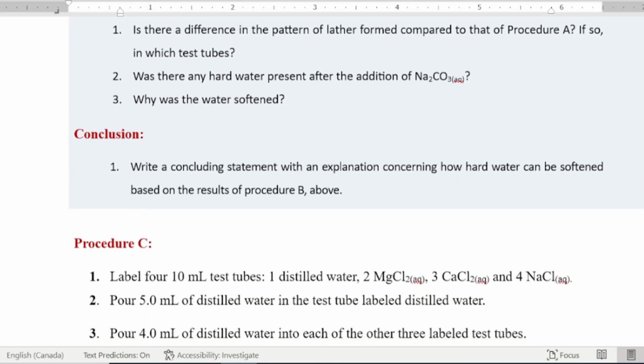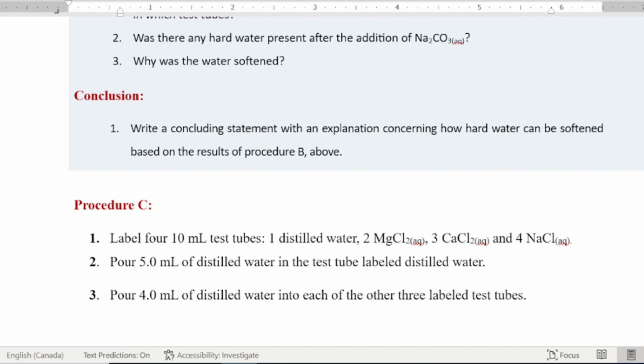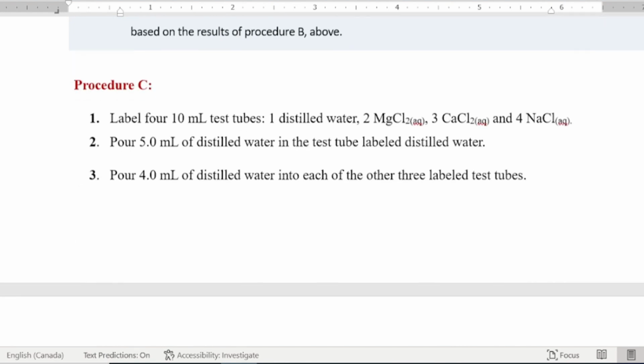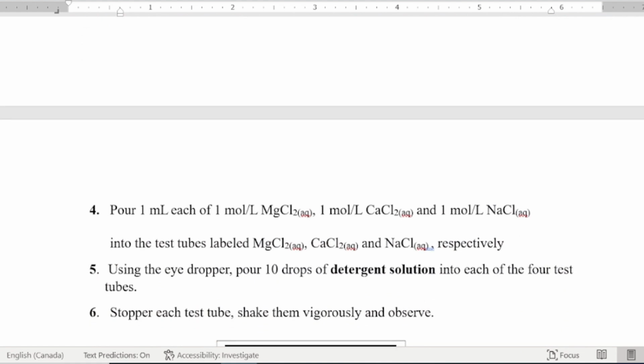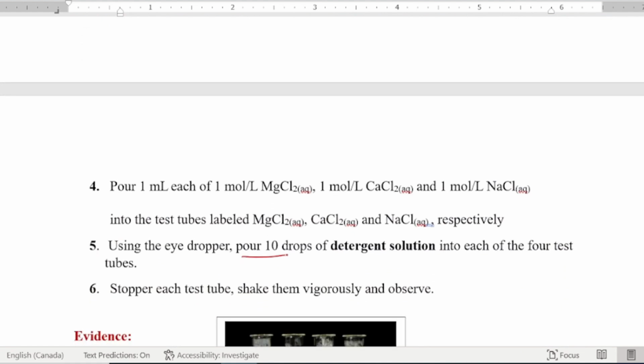Finally, procedure C. We do exactly the same as procedure A, but now instead of soap, we pour detergents into each one of them. What do you expect? What did we say about use of detergents? We mentioned that these detergent molecules do not react with calcium or magnesium ions. They're not precipitated out of solution. Okay? So what do you think will happen?